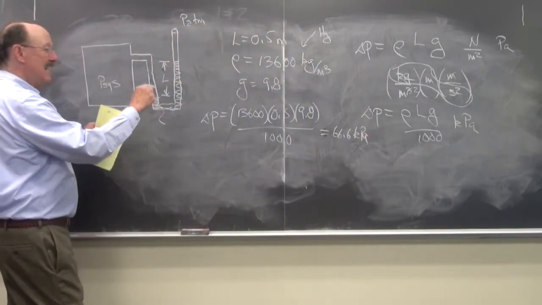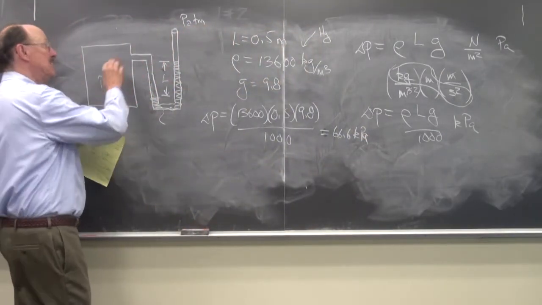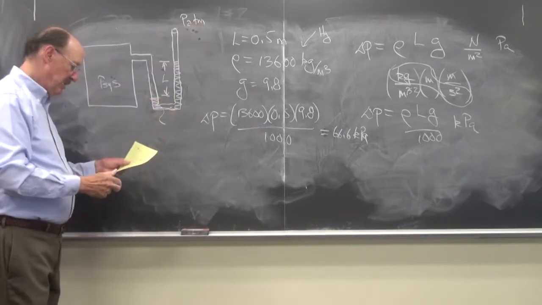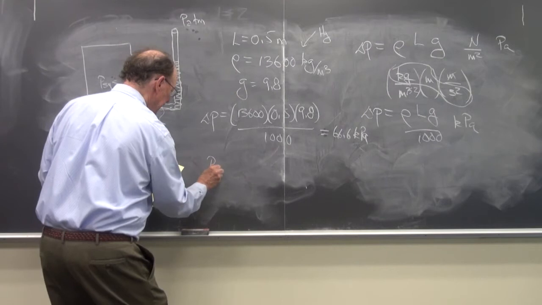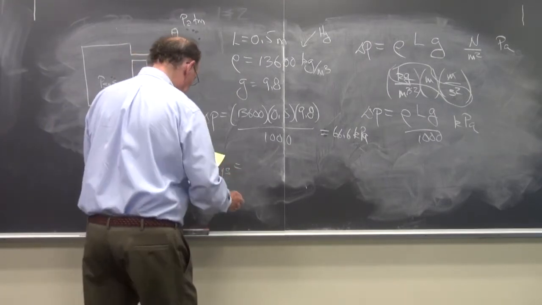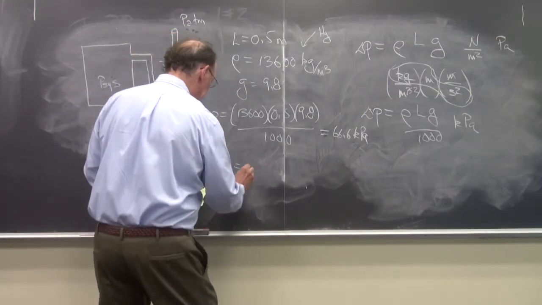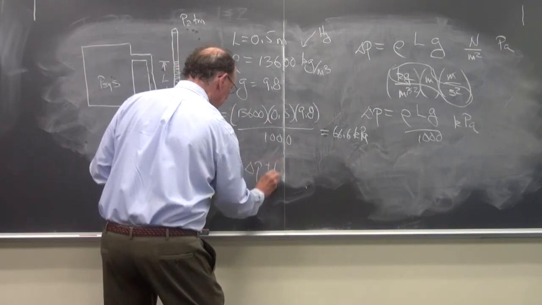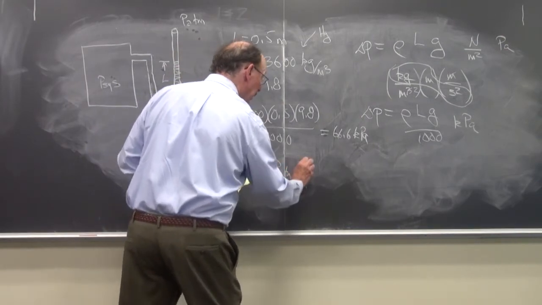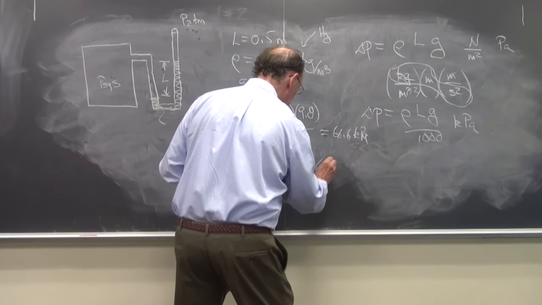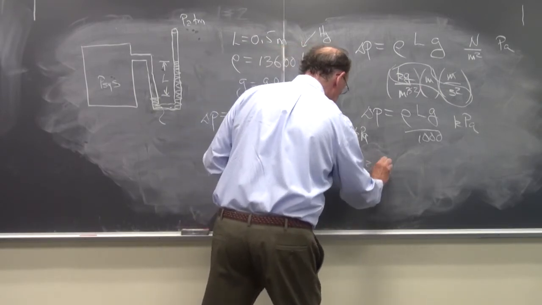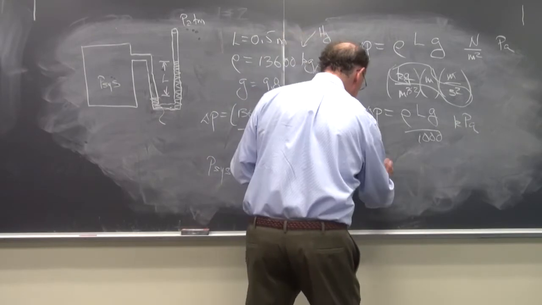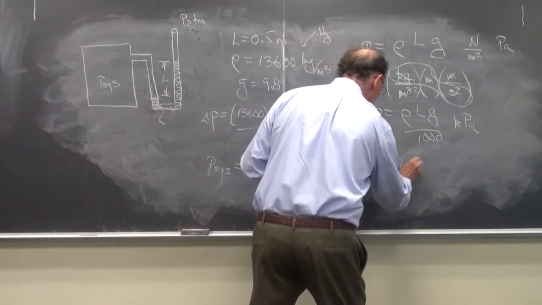And that represents the delta P difference between the system and the surroundings, which in our case we're going to call atmosphere. And so then P system is equal to delta P plus P atmosphere, which is equal to 66.6 plus 101.3, and that's going to give me 167.9 kPa.